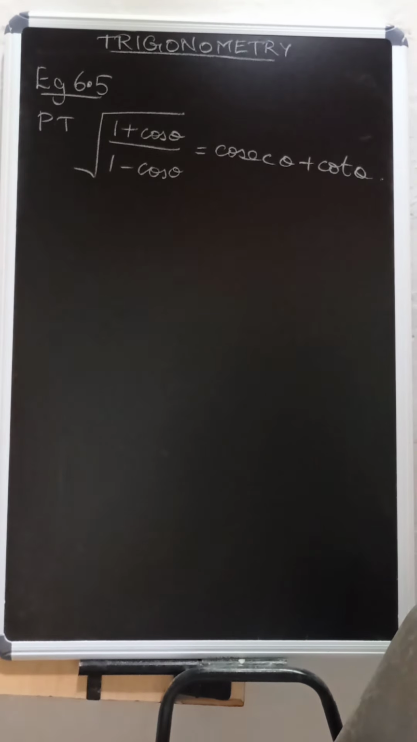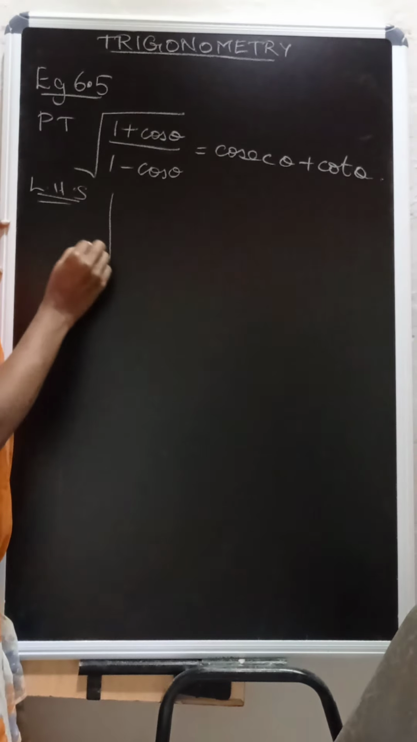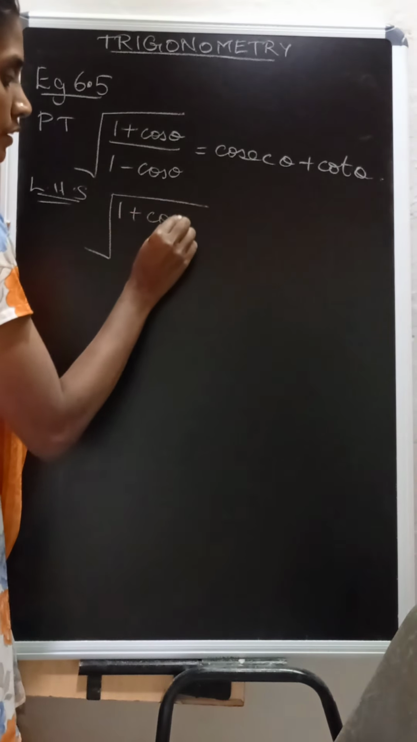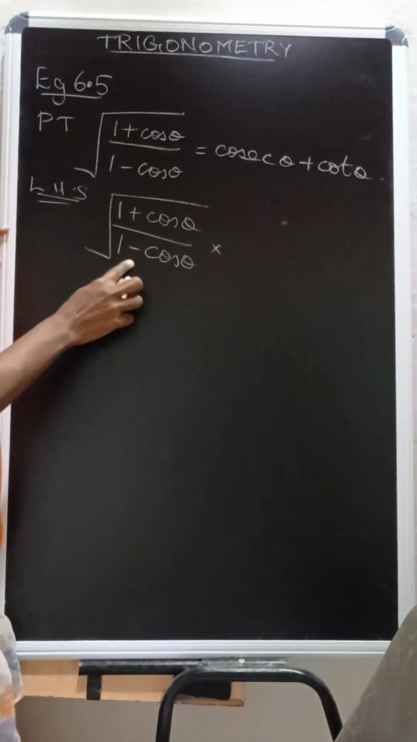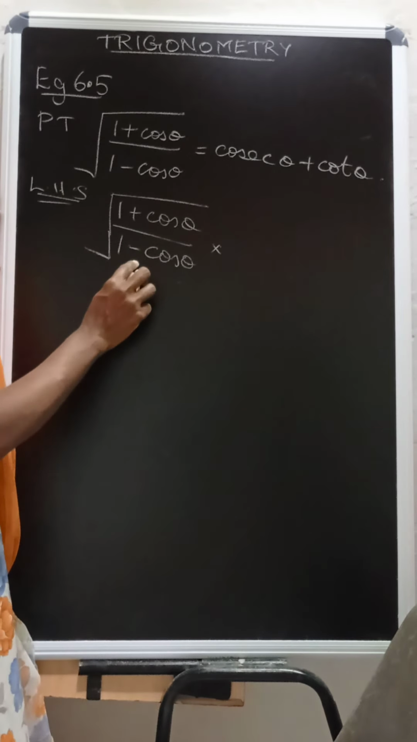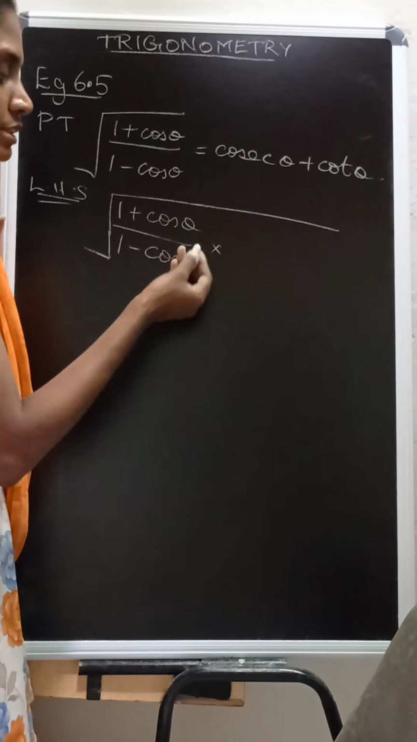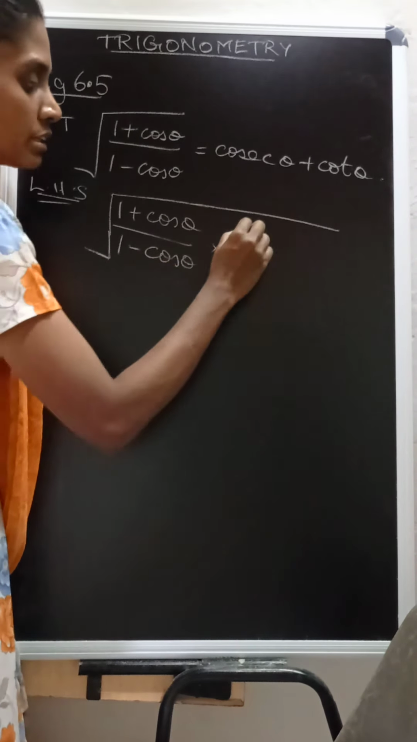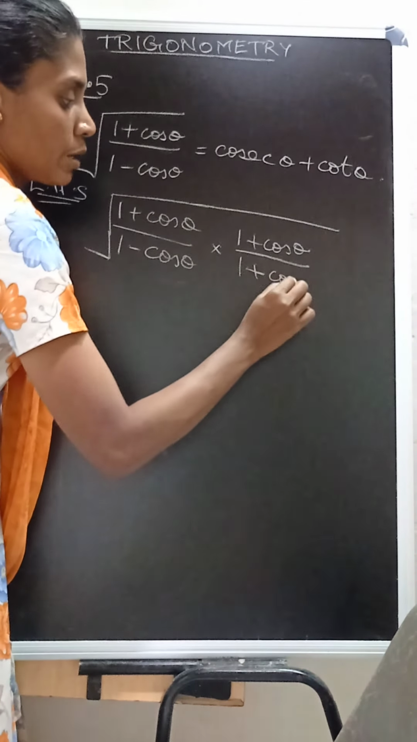Next, example number 6.5. Prove that root 1 plus cos theta by 1 minus cos theta is equal to cosecant theta plus cot theta. Now we will take the LHS. Now already for the previous sum I told you that if it is of this form 1 minus cos theta or cos theta plus 1 like that, we will multiply and divide the numerator and the denominator by its conjugate. So what is the conjugate of 1 minus cos theta? It is 1 plus cos theta by 1 plus cos theta.